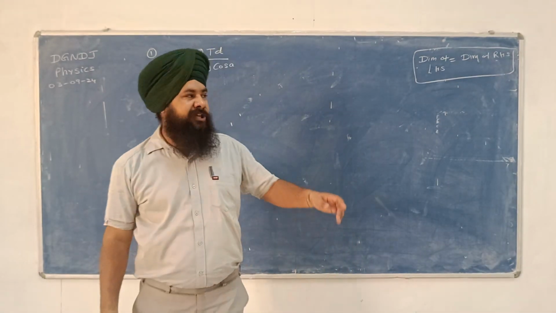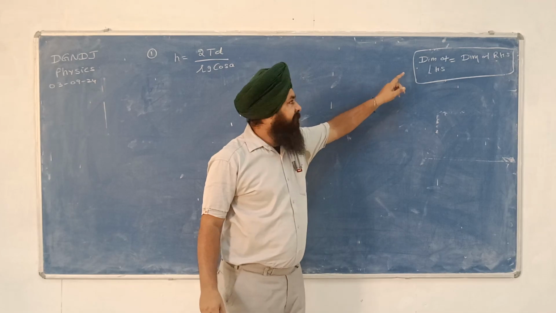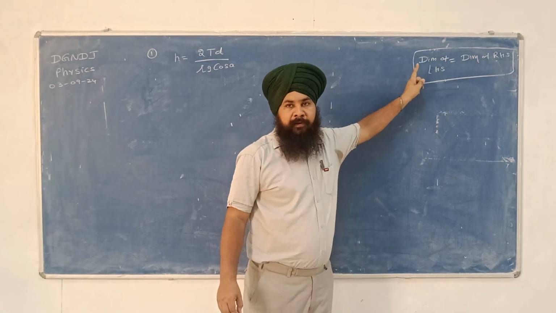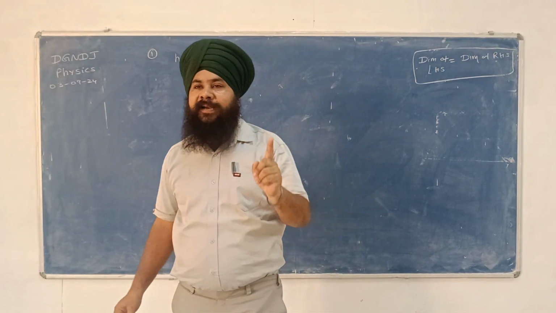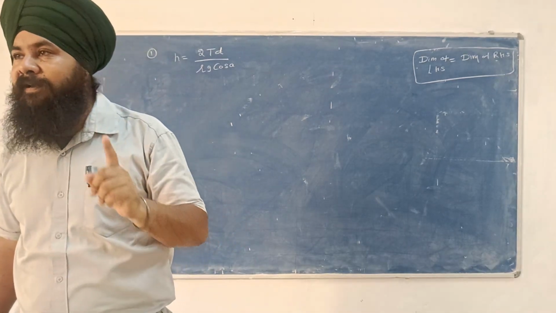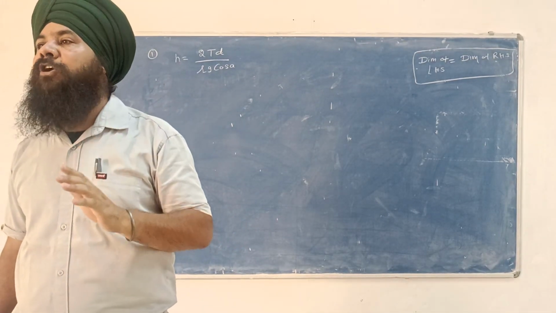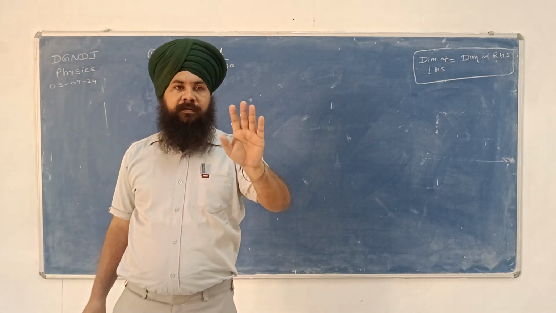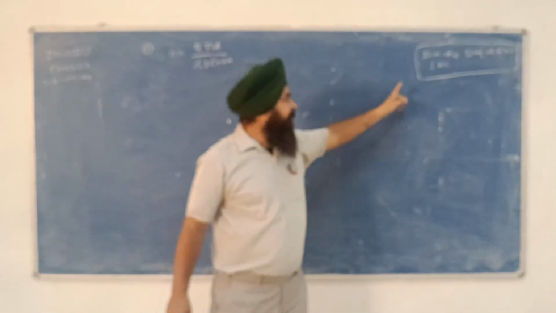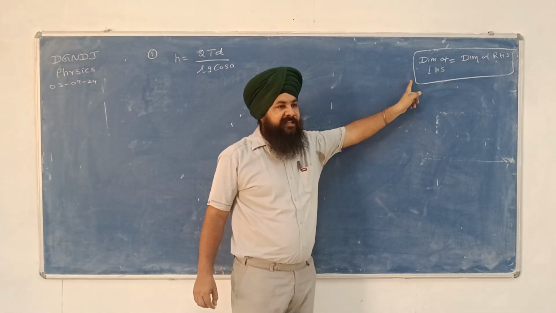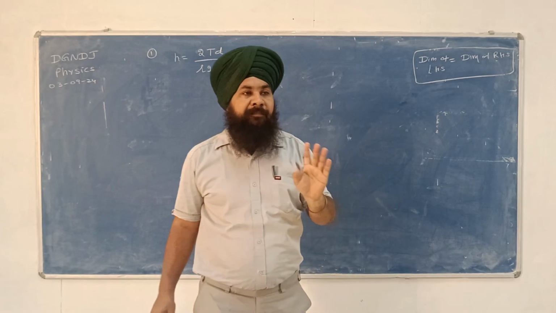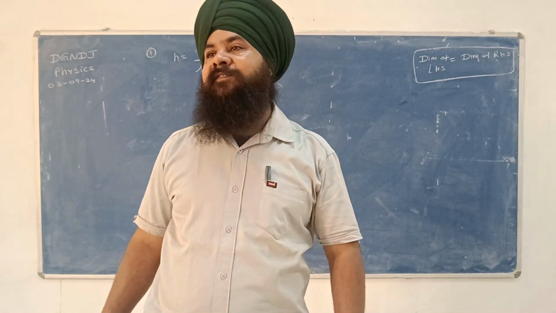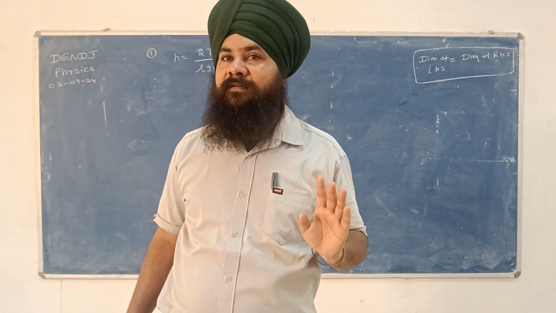Any equation which satisfies this condition will be dimensionally correct. Otherwise, that equation will not be dimensionally correct. Any equation, if it satisfies this condition, only then will it be possible and correct. Otherwise the equation will not be correct. Are you getting my point?